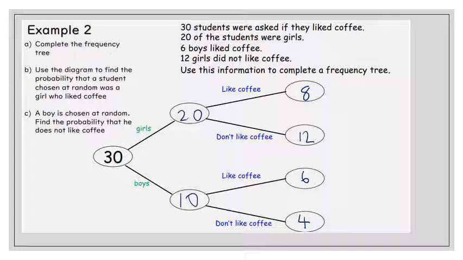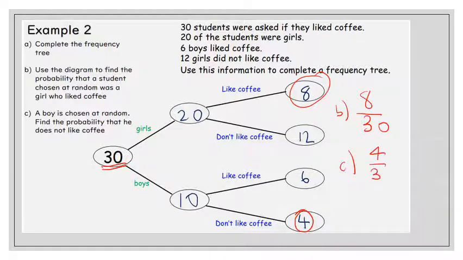Use the diagram to find the probability that a student chosen at random was a girl who liked coffee. So a girl who liked coffee is going to be this here. So it's 8 out of 30, out of our total people. So the answer to B is 8 out of 30. C, a boy is chosen at random. Find the probability that he does not like coffee. So we've got down here 4 again out of 30. So the probability here is 4 out of 30.